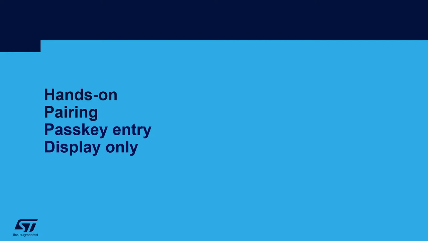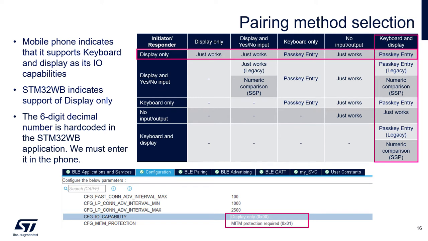Hands-on pairing over passkey entry with display only. The mobile phone indicates that it supports both keyboard and a display. And in this hands-on, WB will indicate during pairing feature exchange that it supports display only. So the passkey entry method will be used for pairing. The WB will generate a 6-digit decimal number that we will enter in the phone during the pairing.